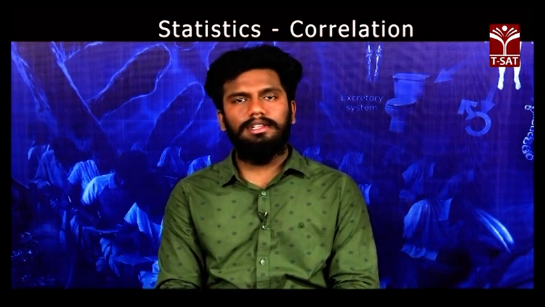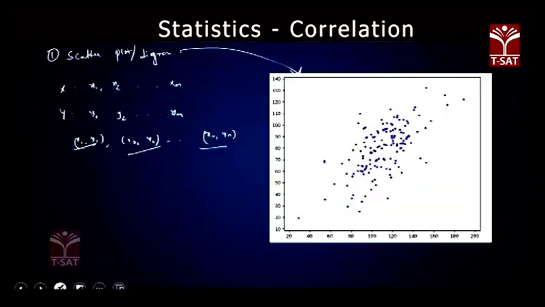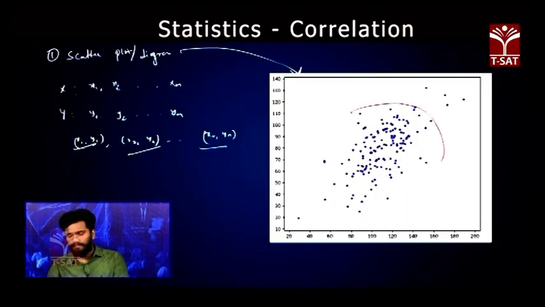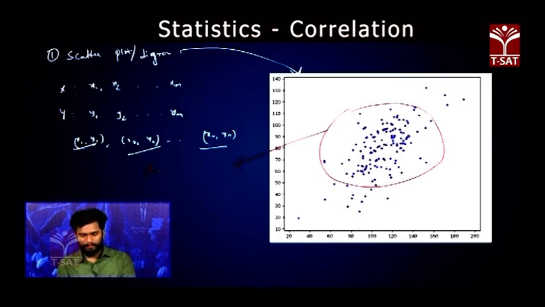Now when you check the diagram, if the points in the scatter plot are close, that is, the density is more, then we can say that they are closely related.